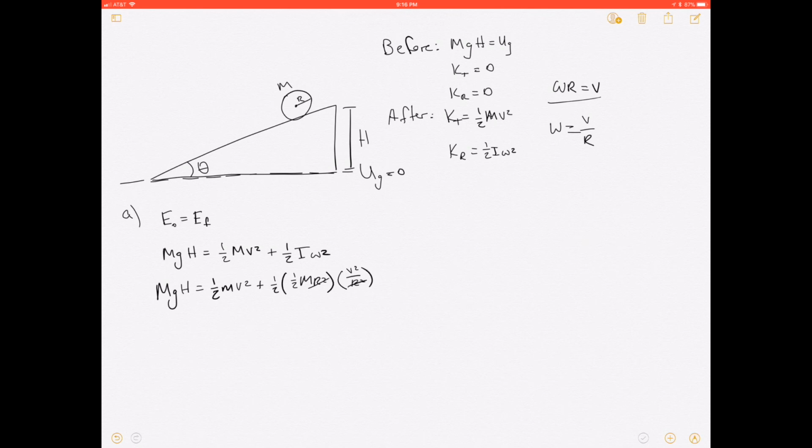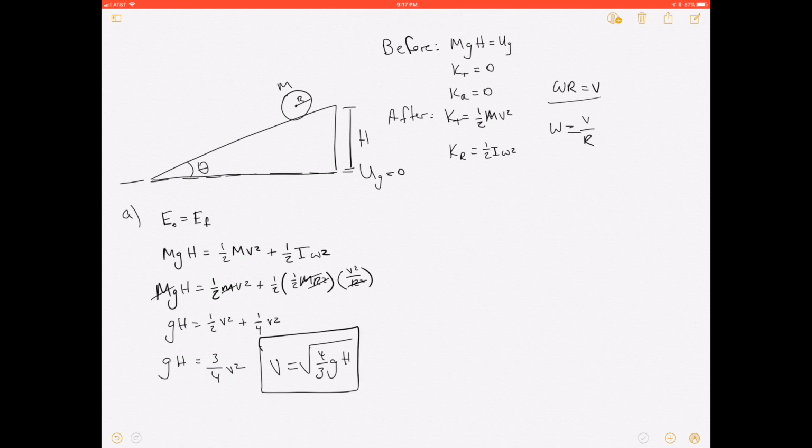And we also can cancel out the masses on everything. So we're left with gh is equal to 1/2 v squared plus 1/4 v squared. Now when we add that, we get gh is equal to 3/4 v squared. And now when we solve for v, we get v is equal to the square root of 4/3 gh. And that's part A.